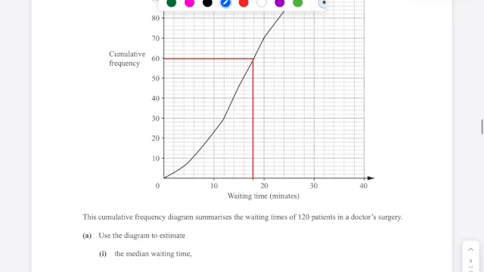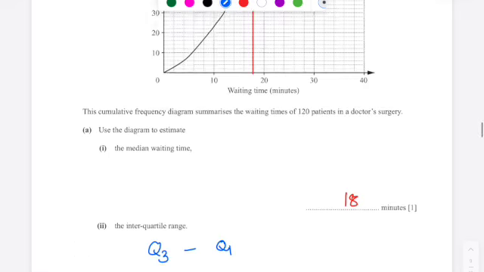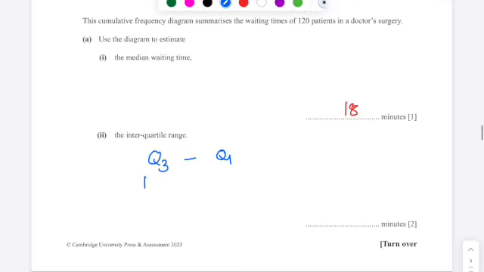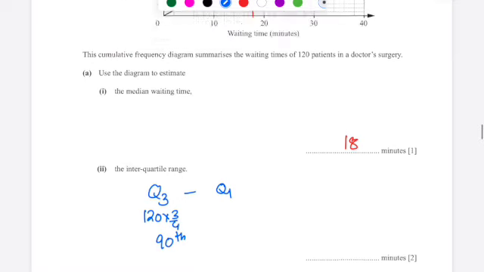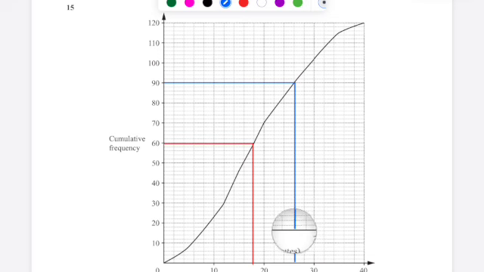Interquartile range, so Q3 minus Q1. For Q3, what am I going to do? 120 times 3 by 4, which is 90. The 90th term. So from 90, draw the line, hit the graph, and drop it down. When I drop it down, it's going to be 26.